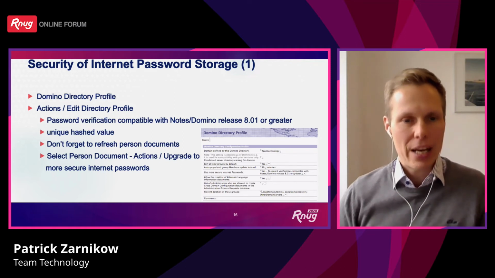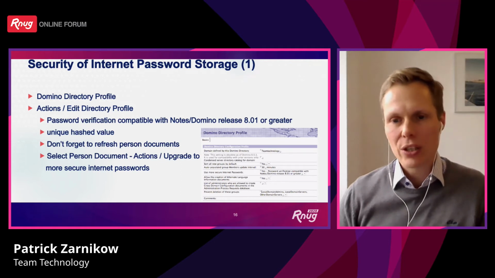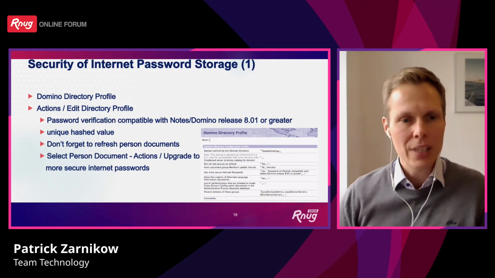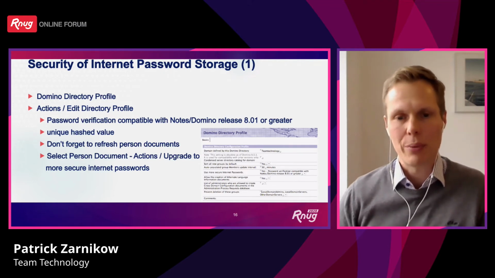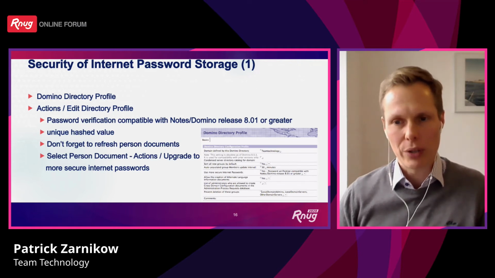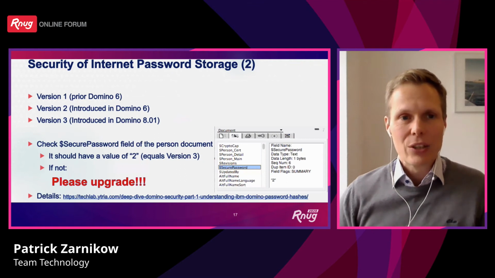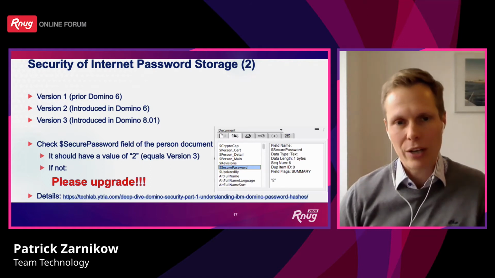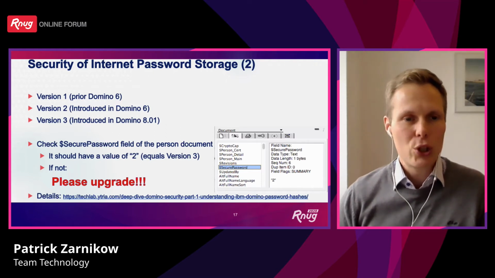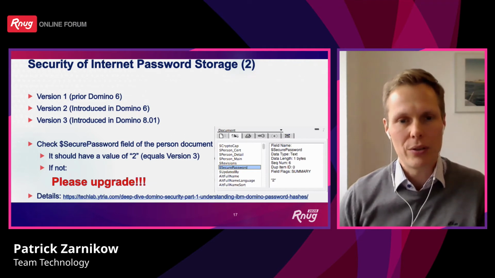So you get a unique hash value, and then you need to refresh all the person documents you have in your Domino directory. You can do this by selecting the person documents and then Actions, Upgrade to more secure internet passwords, if you have set it in the Domino directory profile. To go a little bit deeper into this, we had different versions earlier. Version 1 was prior to Domino 6. Version 2 was introduced in Domino 6, and you should have it set to version 3, introduced in Domino 8.0.1.